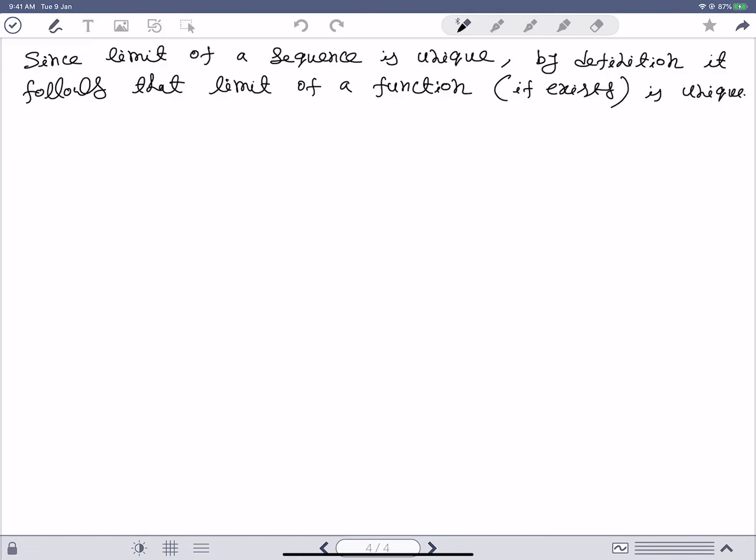So that means, suppose f is a function from A to R and we want to find the limit of the function f at x equal to a. Now if we have two sequences, say xn goes to a and yn again goes to a, such that f(xn) goes to l and f(yn) goes to m, and if l is not equal to m, then we say that the limit of the function f at x equal to a does not exist. Therefore by the definition it follows that the limit of a function must be unique. Now we shall see a few examples.